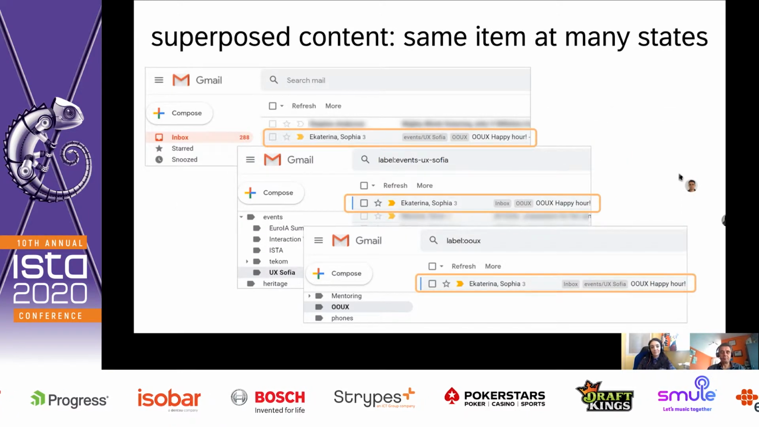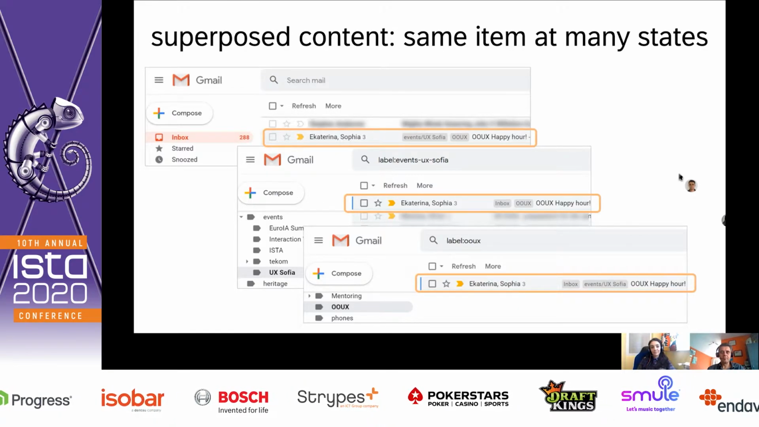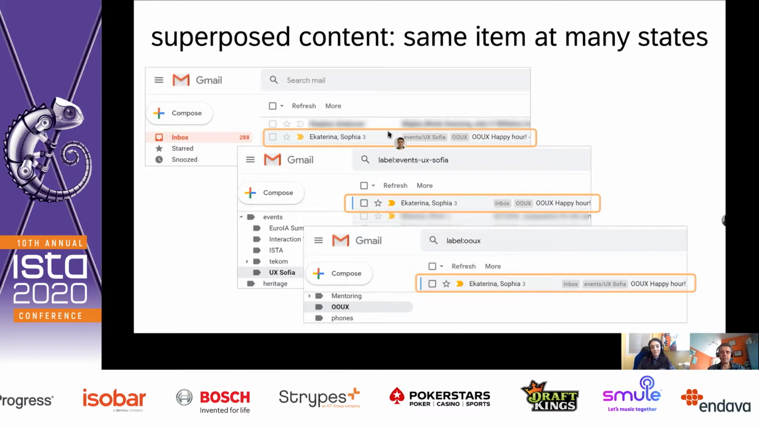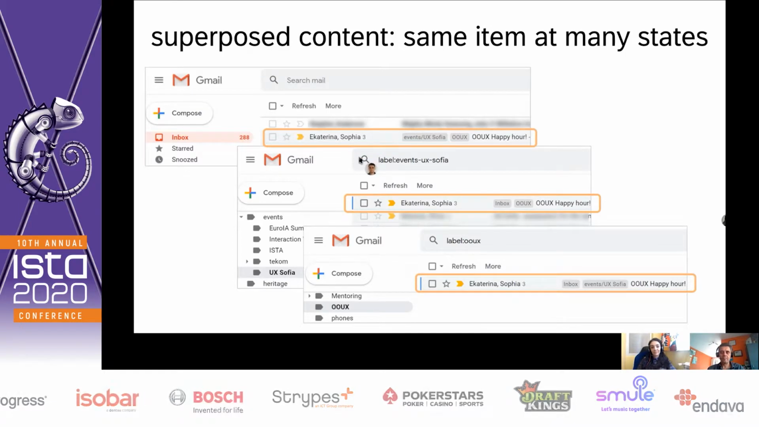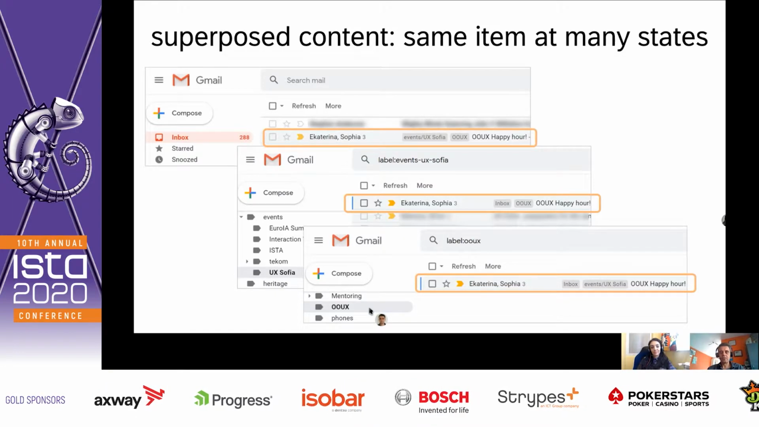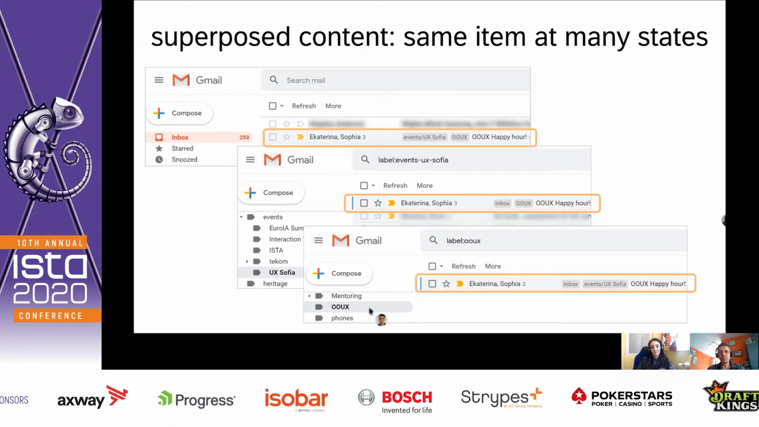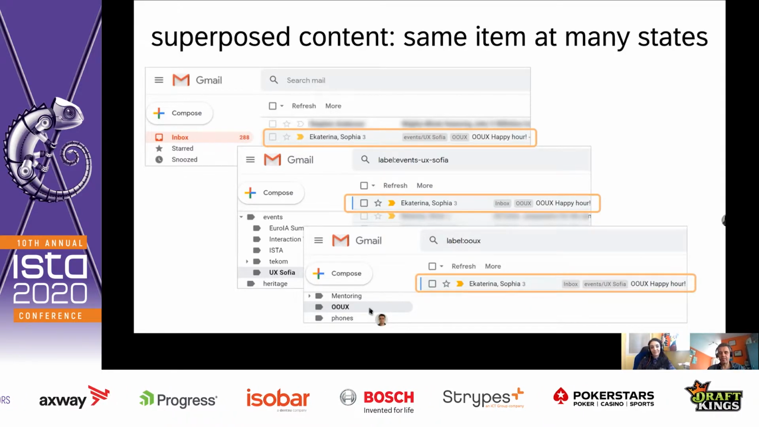Let's look at the live example. This is Gmail. This is my inbox, and I have a message. But at the same time, the same message is in my UX software folder and in my OUX folder. That is, you have the same item in 3 different states and 3 different places. Okay, this was the intro, and I will hand over to Katya to talk about something more interesting, probably.